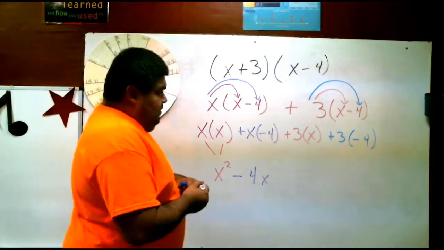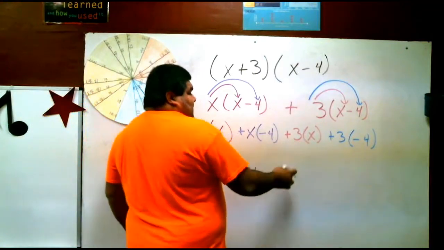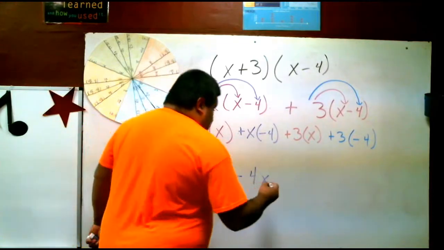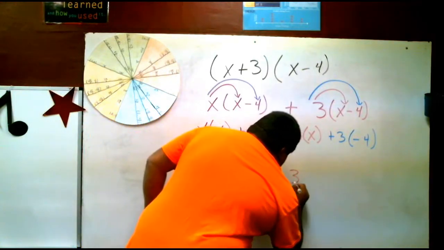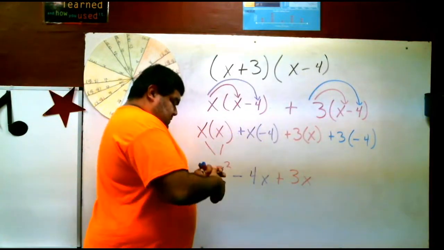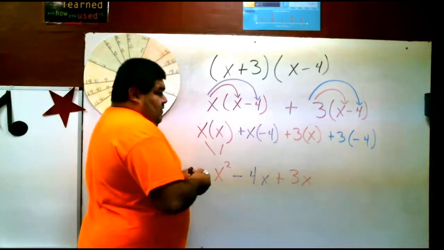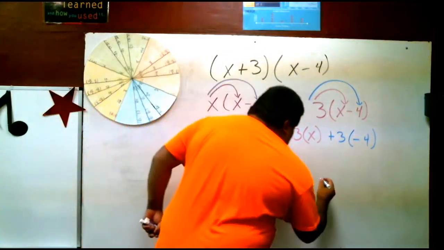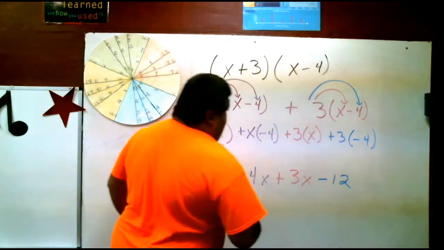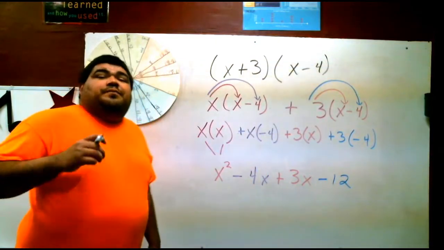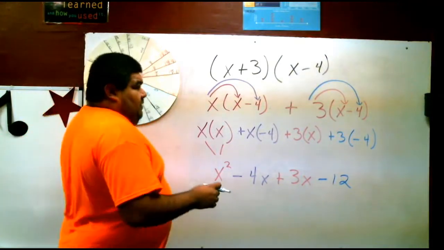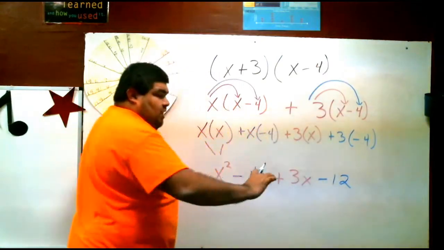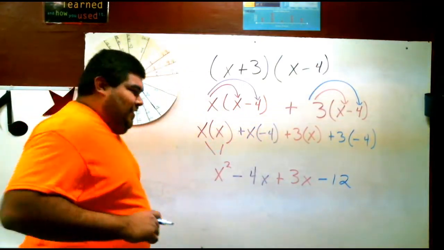Then positive 3 times x again. Since they can't combine, we keep both of them. So plus 3x. And then finally, we have positive 3 times negative 4, which is negative 12. Notice that the reason why it's called multiplying polynomials horizontally is because we're multiplying everything just straight across.